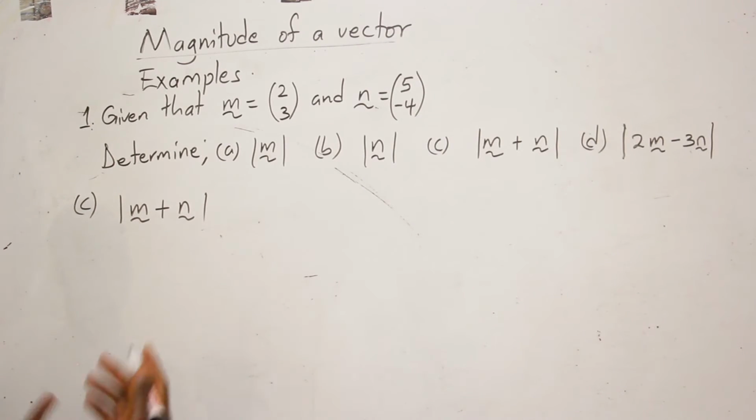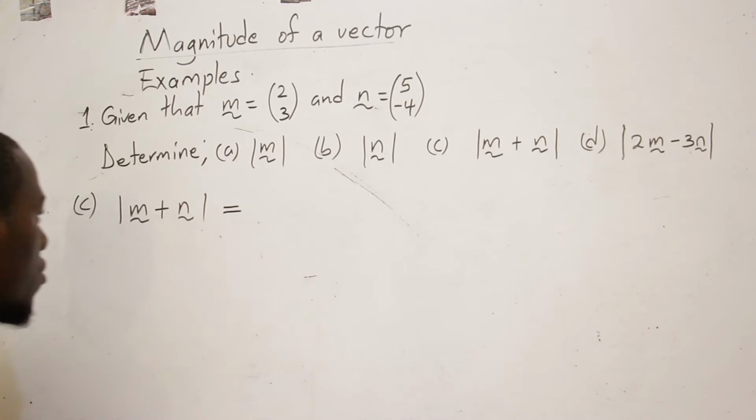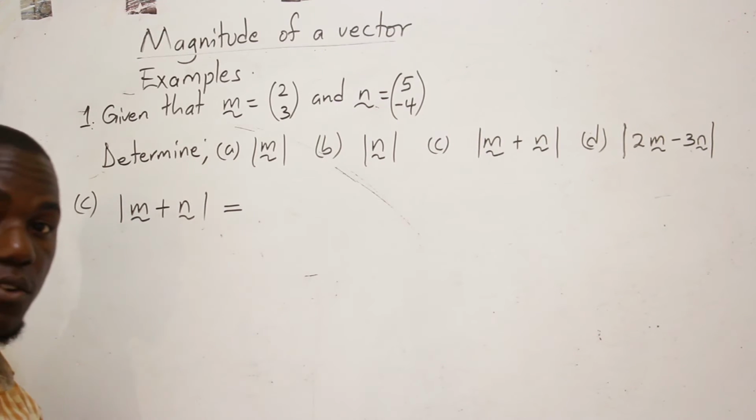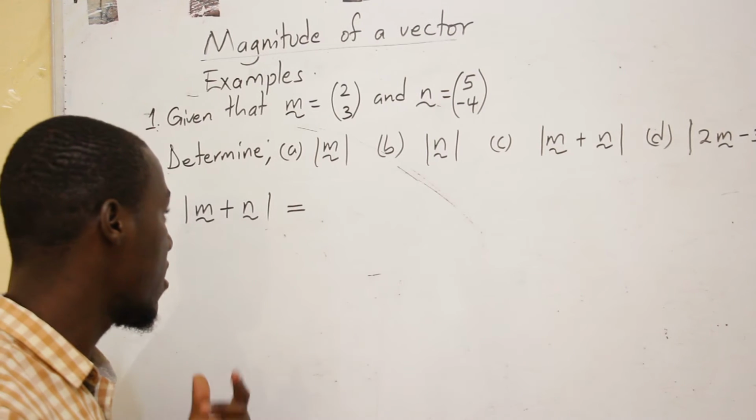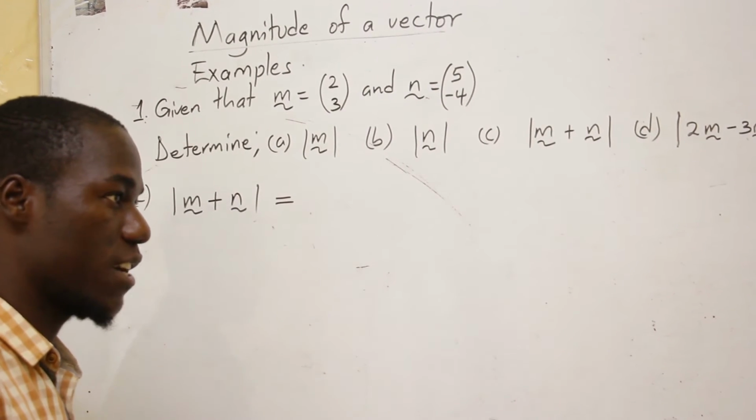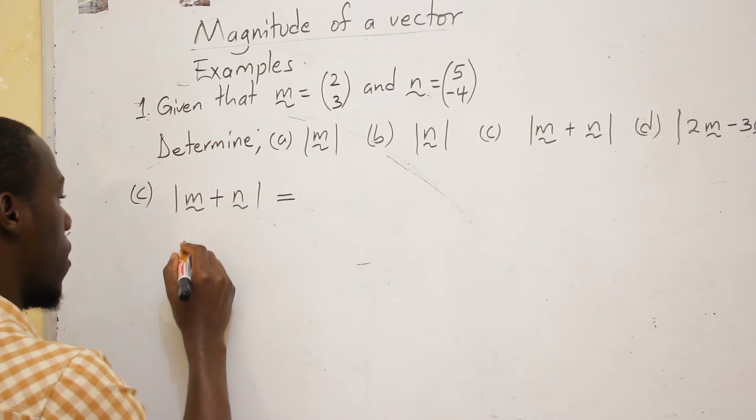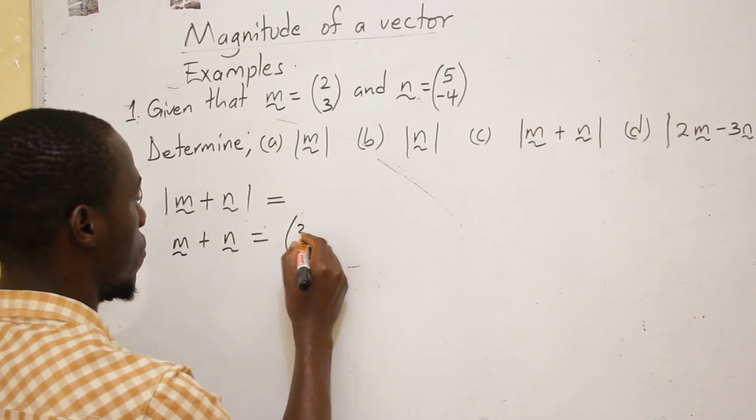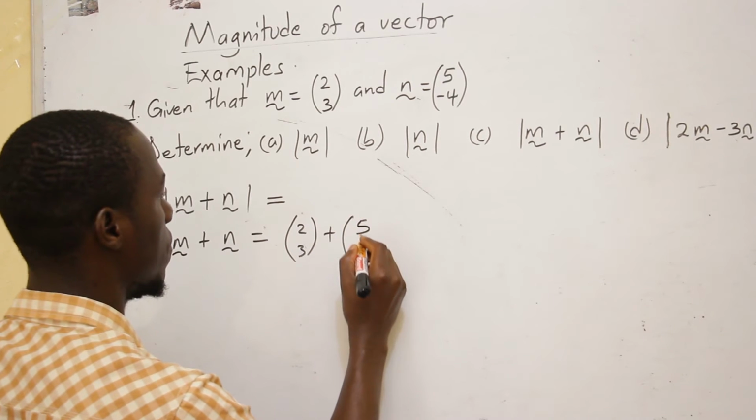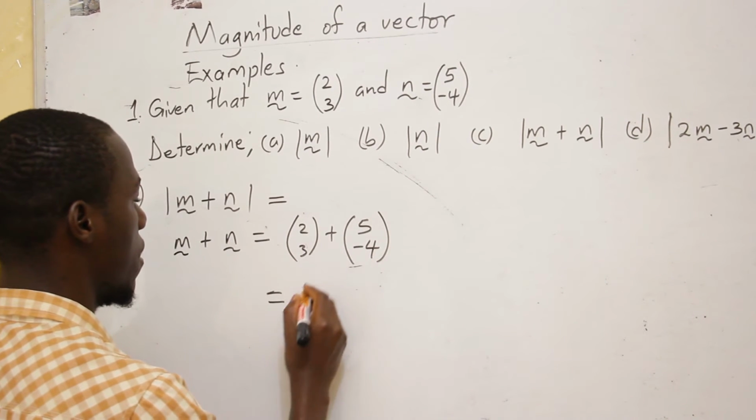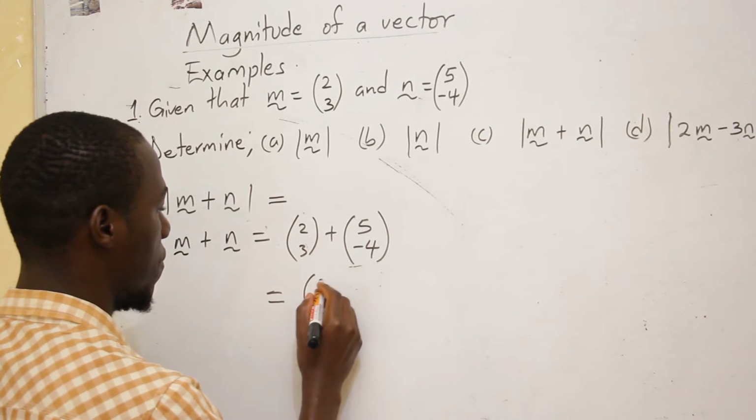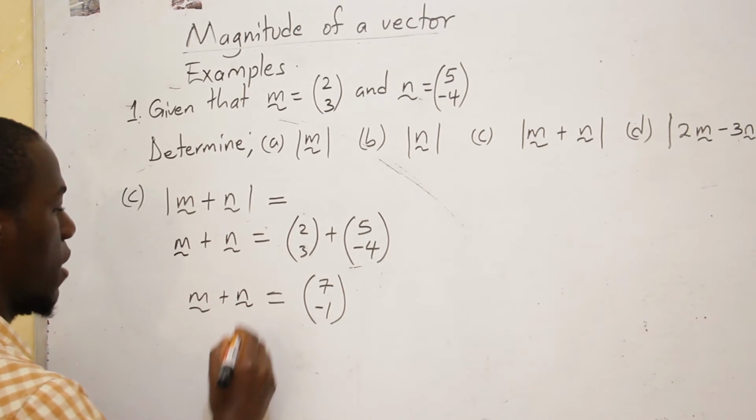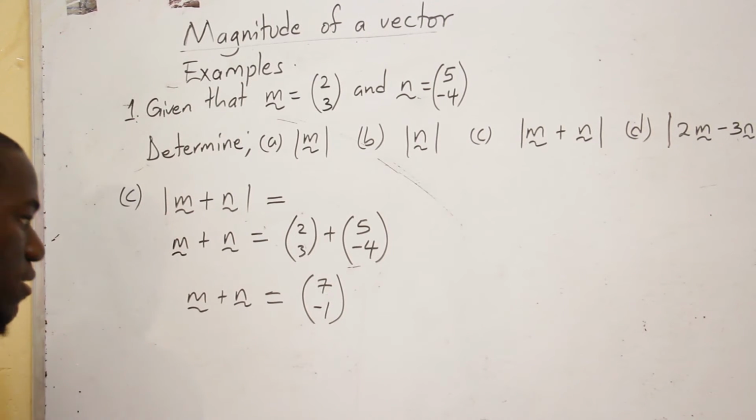Part C, we have the magnitude of m plus n. Now, for such cases, we are going to first get what is in the magnitude. That is, we are going to first add vector m to vector n. So m plus n is going to be equal to, I first substitute them, (2, 3), then add (5, negative 4). Then I add 2 to 5, that is 7, 3 to negative 4, that is negative 1. So what is inside the magnitude, I've got it as (7, negative 1).